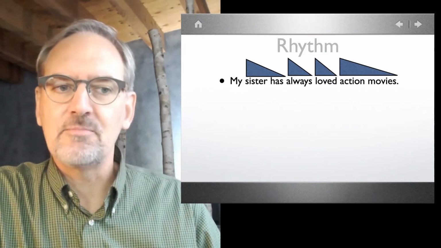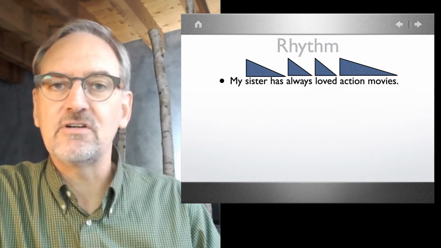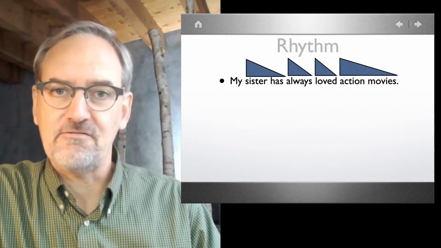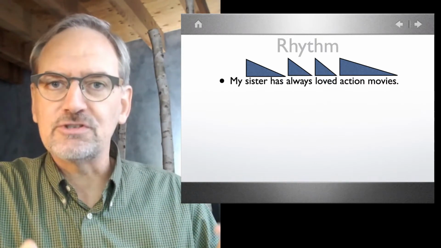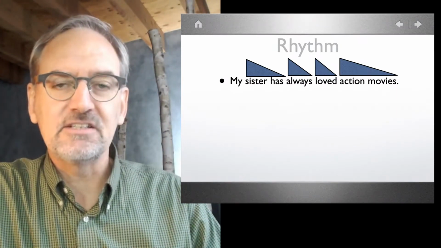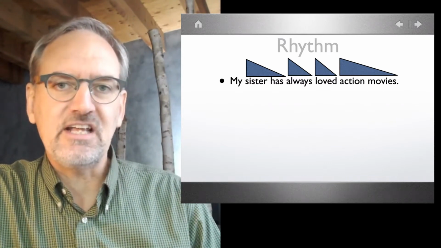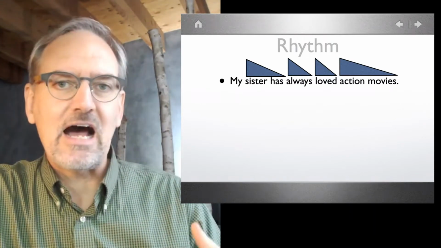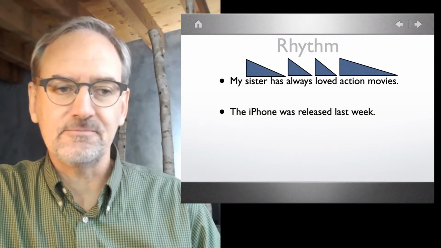That rhythm, "my sister has always loved action movies," is the result of grouping syllables into feet, and feet into words and phrases. Now, we haven't learned the rules for what determines where the stress gets placed. So if that's not clear to you yet, don't worry. We'll study that in more detail after test number 1. The point here is just to see what our objective is. Our goal is to understand this rhythm pattern.